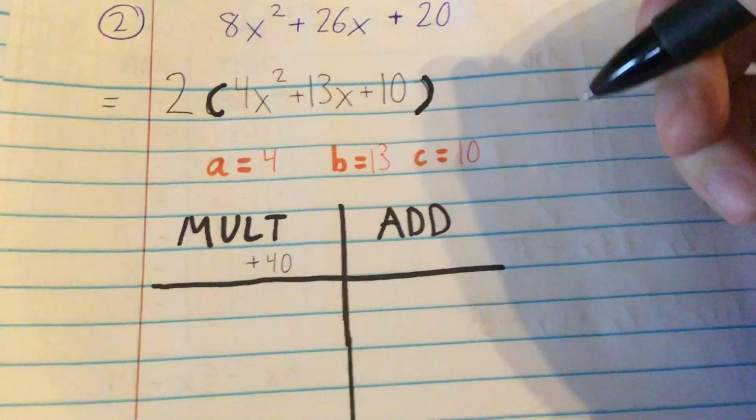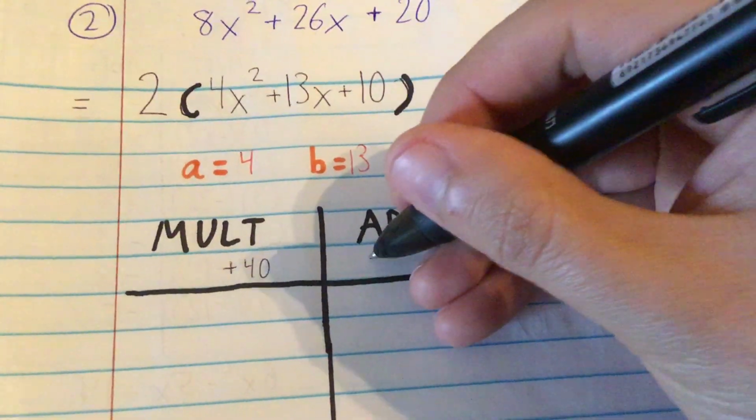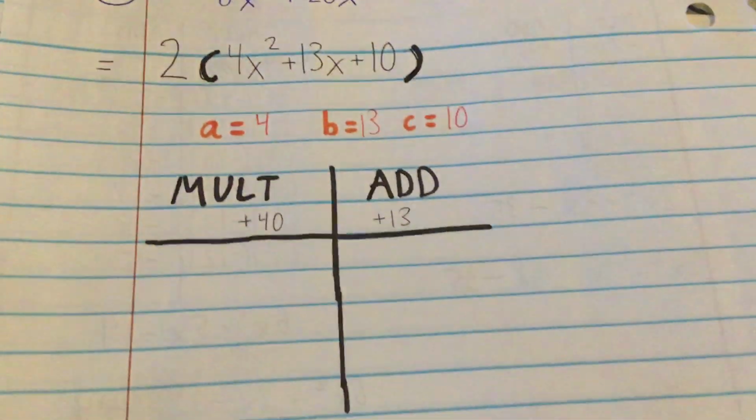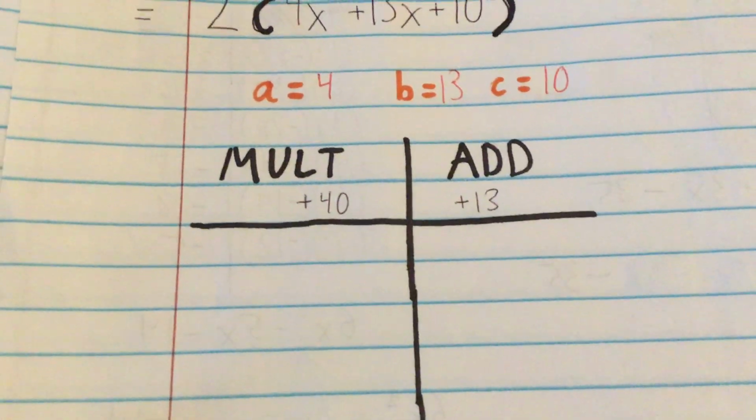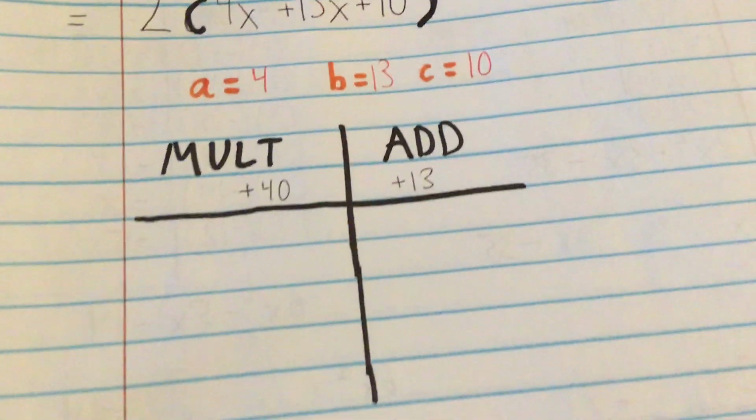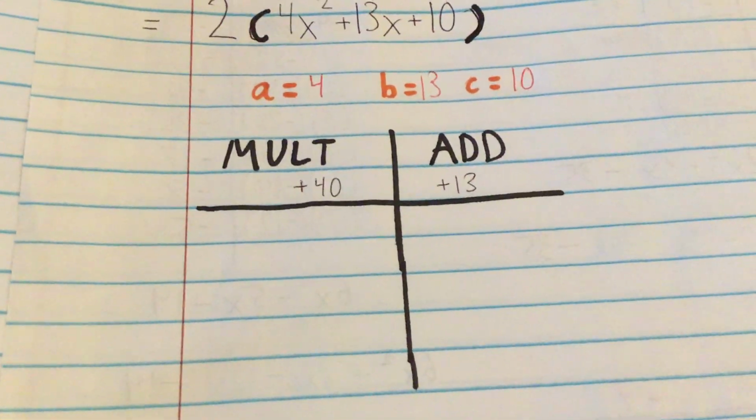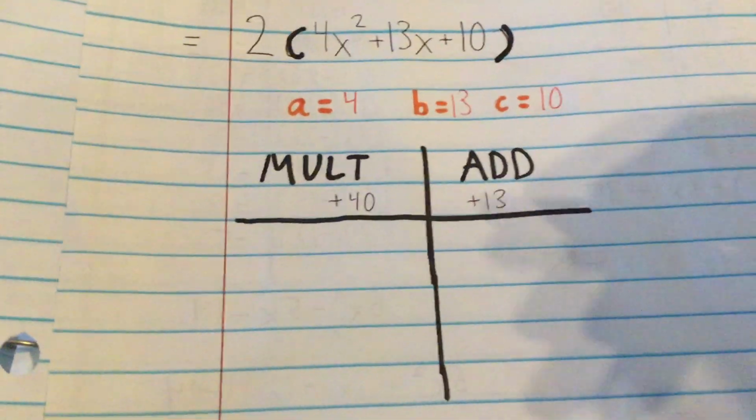Positive 40. What is my B? Positive 13. Once again, we've got a positive-positive combination. So even I know this off the top of my head. I could do this in 3 seconds, but I'm just showing you the table just to be thorough.